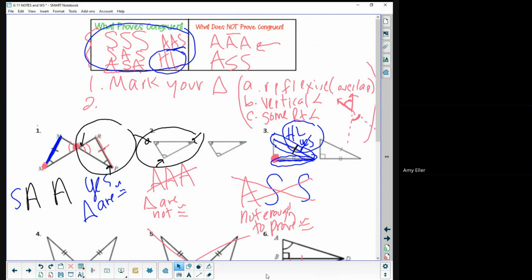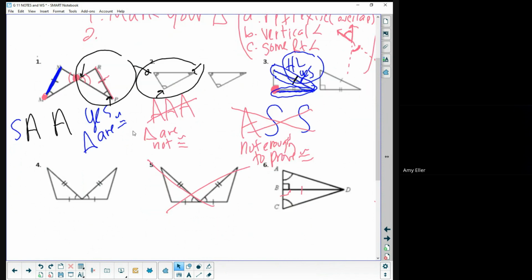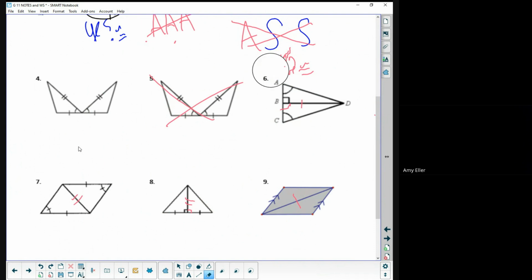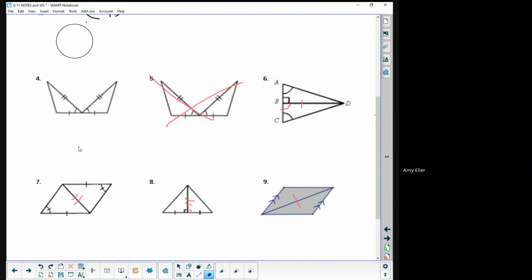I'm going to have you guys try 4 and 6 on your own. Take your time. See if you notice something you want to say. No, I cannot help with 4 and 6 yet. I'm giving you time first.